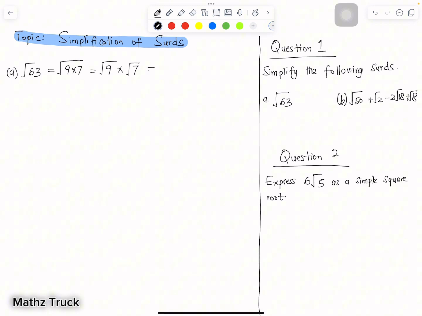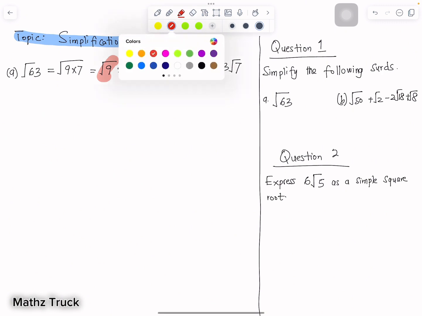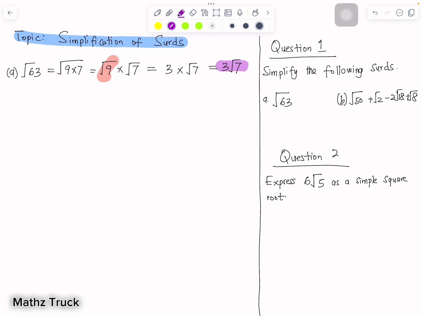Now we know that square root of 9 is 3. So we write 3 times root 7. This gives out the answer to be 3 root 7. That is the answer that you will get for question 1.